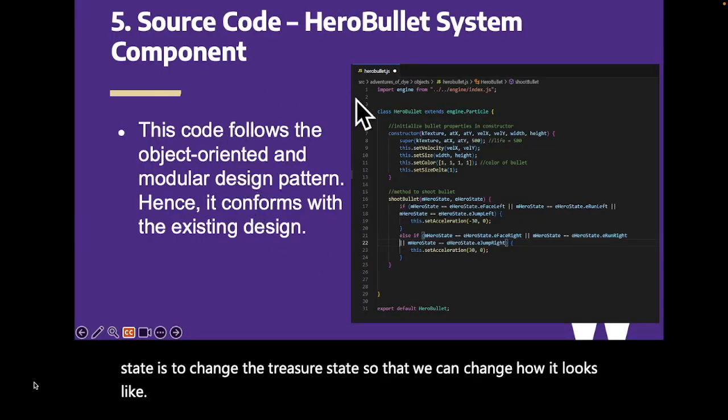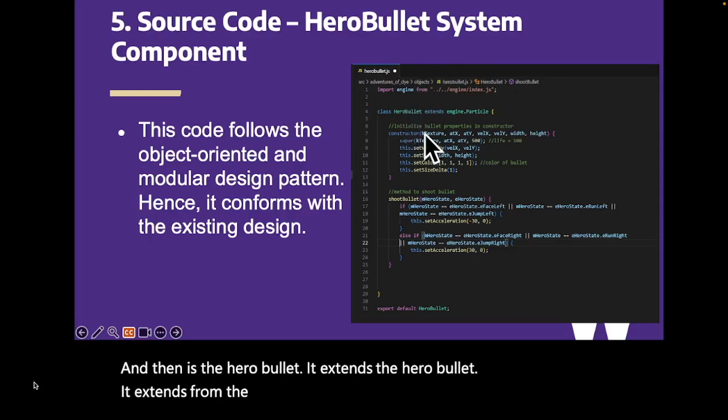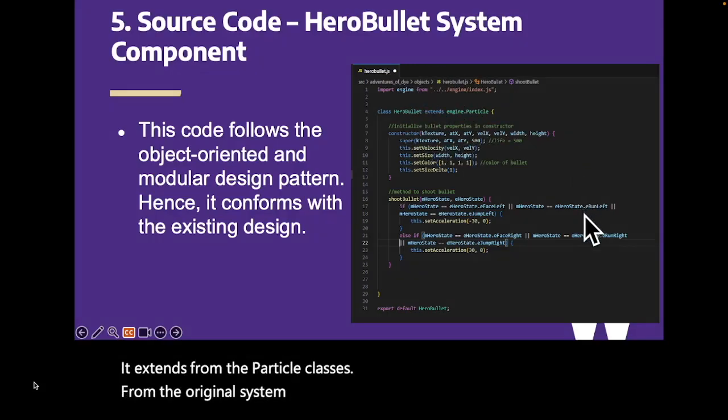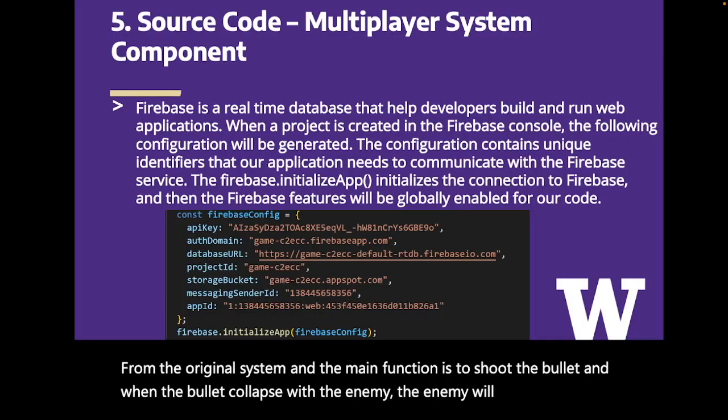And then is the hero bullet. It extends from the particle classes from the original system. And the main function is to shoot the bullet. And when the bullet collides with the enemy, it will be destroyed.